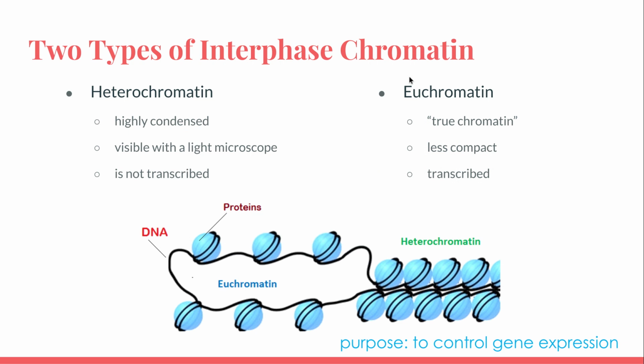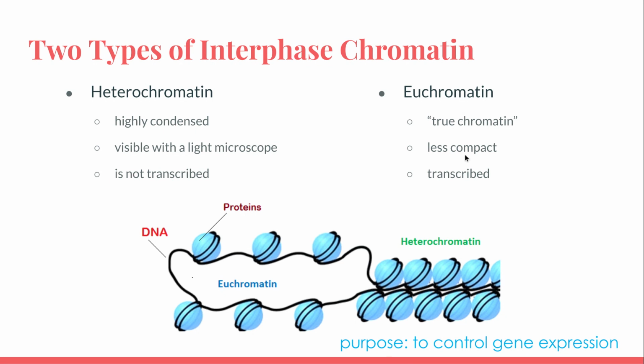So there's a name for that. When you have chromatin that is highly condensed, which you can actually see with the light microscope, that is when it stops the DNA from being accessed by the RNA polymerase. Therefore, transcription cannot happen. That condensed form is called heterochromatin. So we need to remember that. Heterochromatin is a condensed form of DNA.